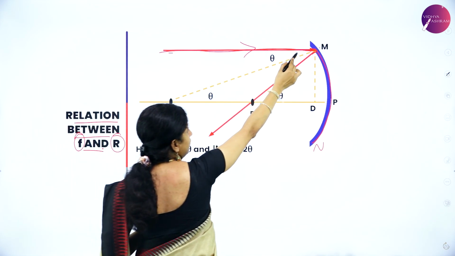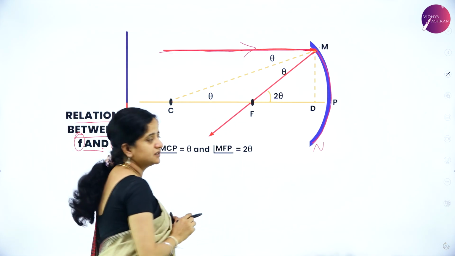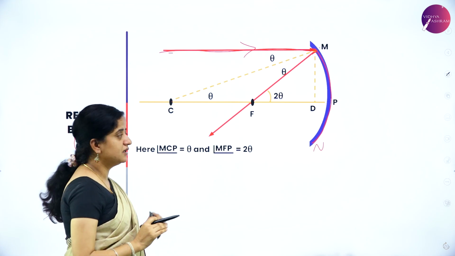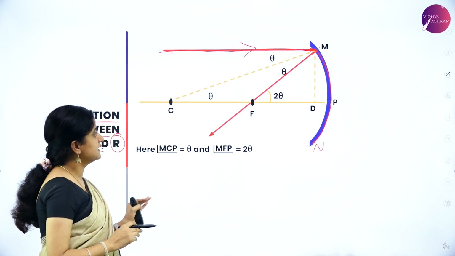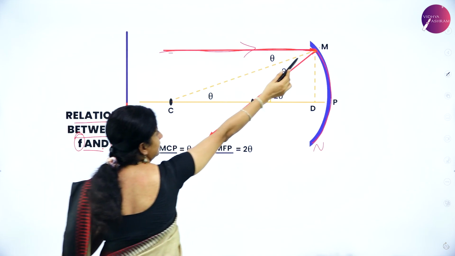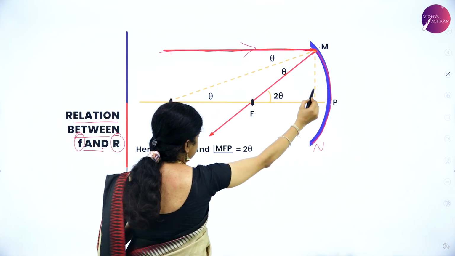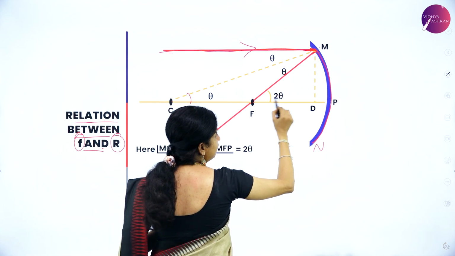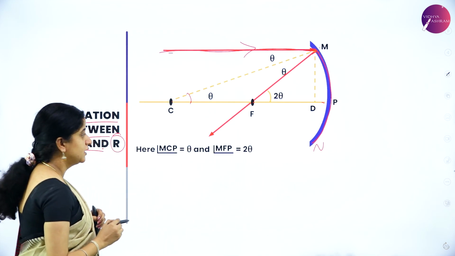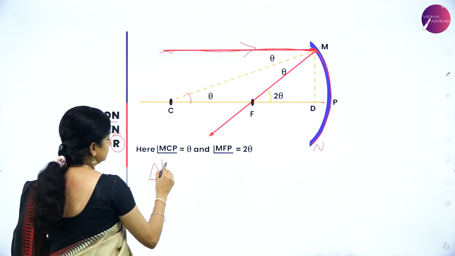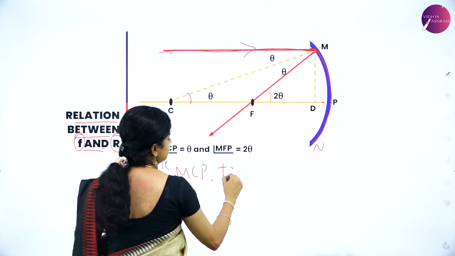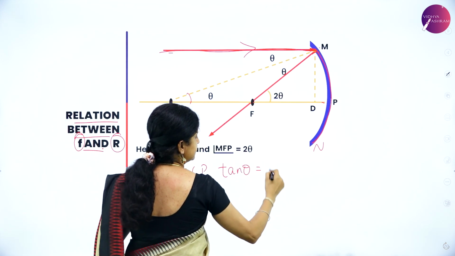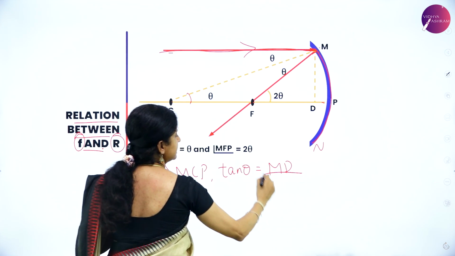So, theta is the angle of incidence and this CM is nothing but the normal. Here let us draw one more normal, that is MD, which is perpendicular to our principal axis. Now let us consider angle MCP in triangle MCP, which is equal to theta, and angle MFP, which is equal to 2 theta. Now from triangle MCP, what is tan theta? It is opposite divided by adjacent. So, according to this triangle, the opposite side is MD and the adjacent is CD.